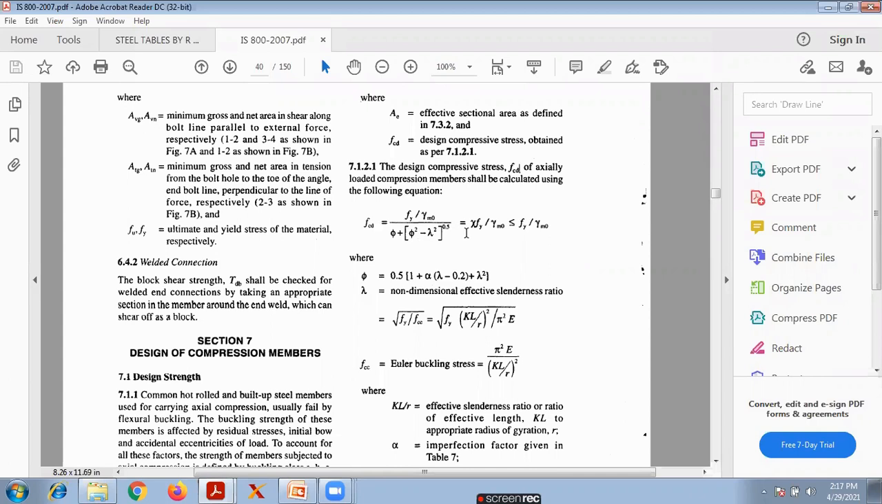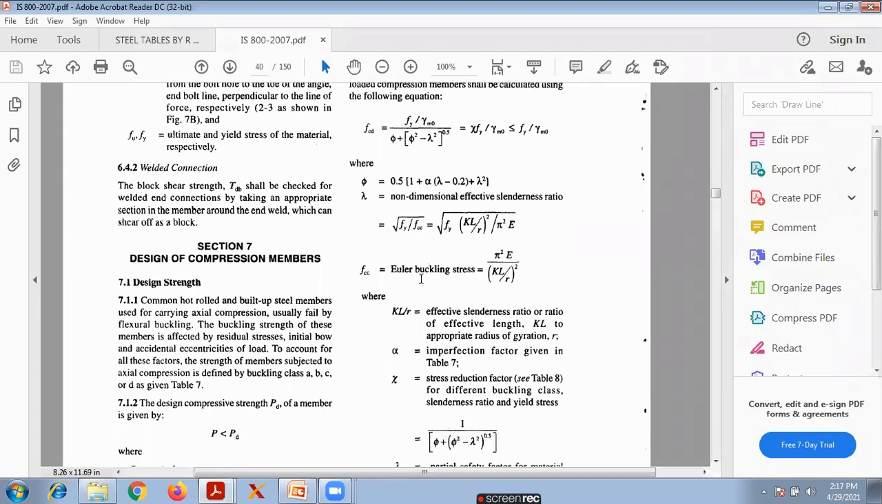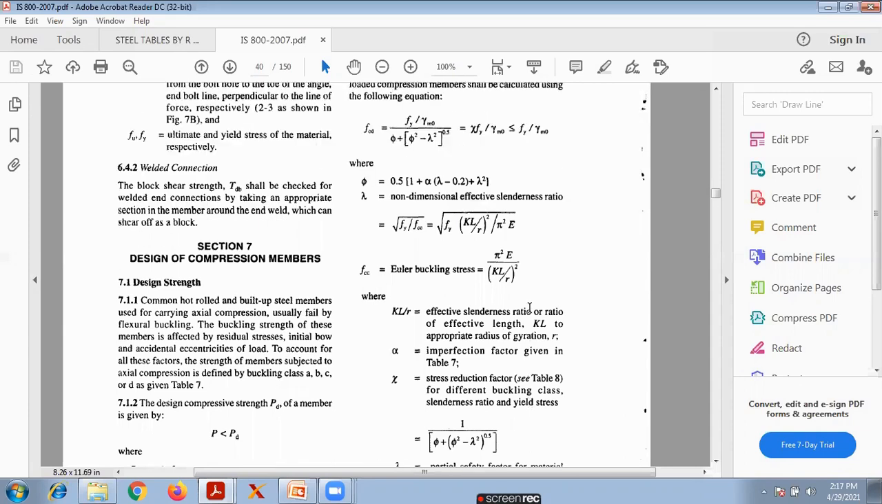If you observe clearly, again the phi value has a formula: 0.5 into (1 plus alpha into (lambda minus 0.2) plus lambda square). Again, for calculation of lambda, there is a formula: root of fy by fcc. Lambda is nothing but the non-dimensional effective slenderness ratio. So my dear students, in each and every problem, the direct formulas are available. We have to calculate each and everything. Now fy we know, but fcc is the Euler's buckling stress, which is pi square E by (KL by r) square. Like that, we have to calculate every formula.